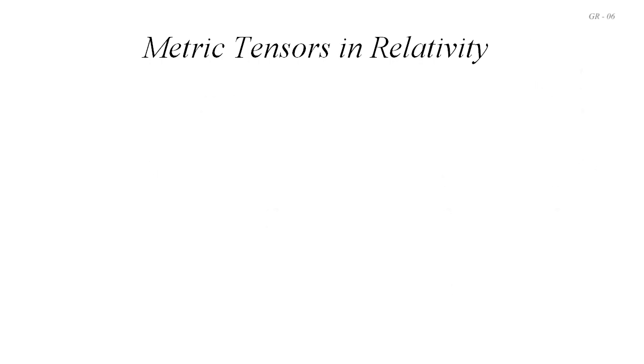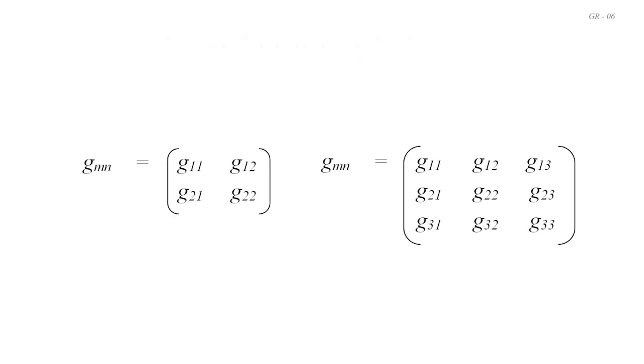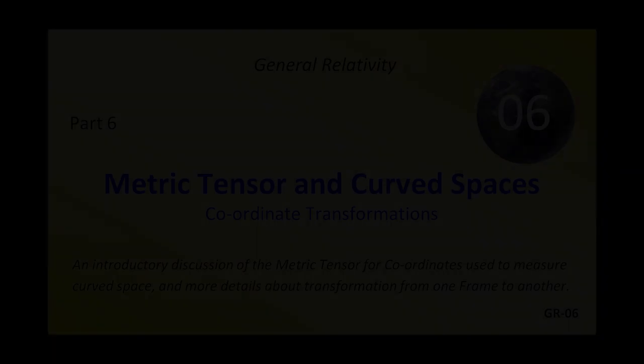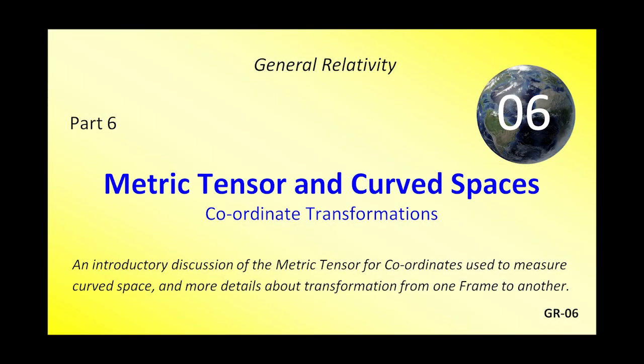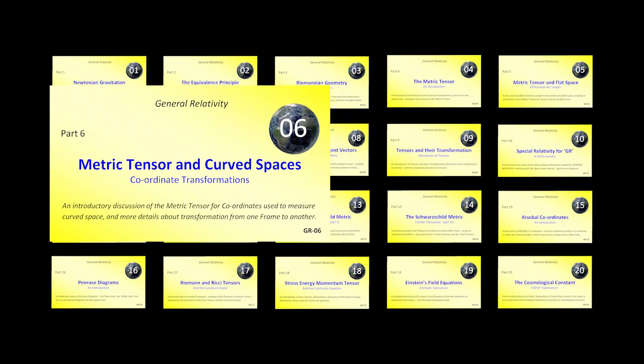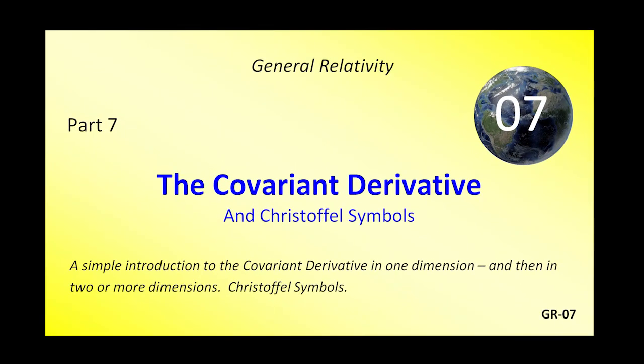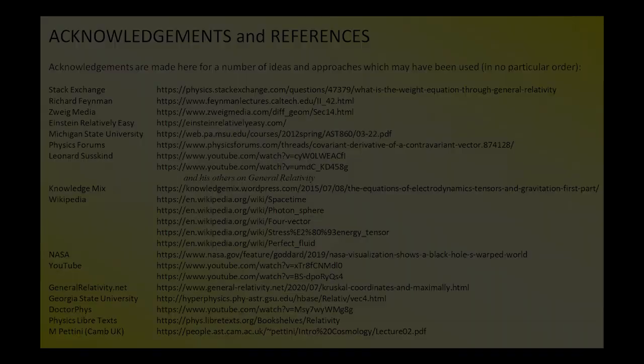Okay, so having seen a couple of metric tensors related to relativity, we now want to turn back to simpler ideas without time, and of course without accelerations or gravity. This video number 6 has been an introduction to the metric tensor for coordinates used to measure curved spaces. In the next video number 7, we will introduce the important concept of the covariant derivative, which will include, of course, the introduction of the idea of the Christoffel symbols.